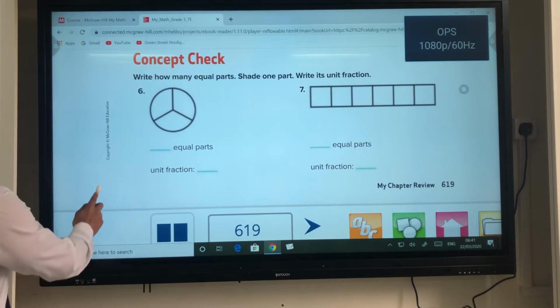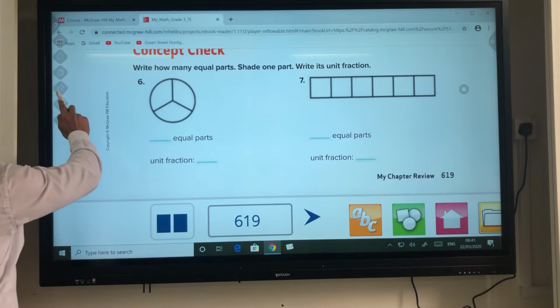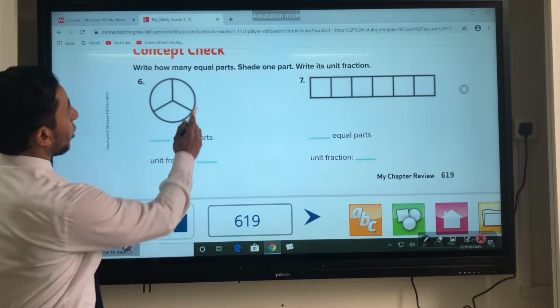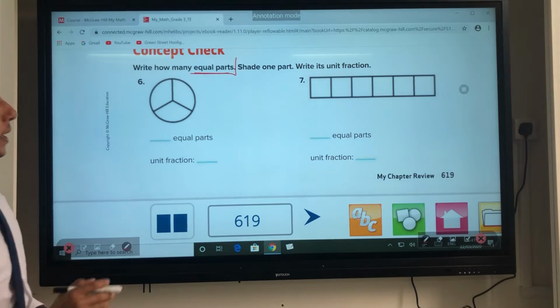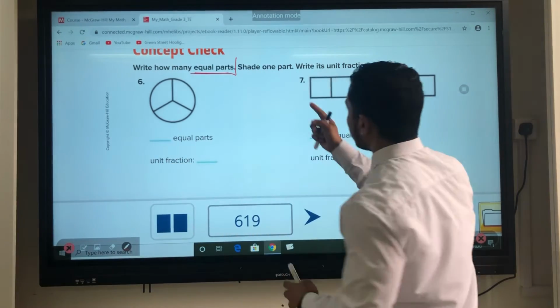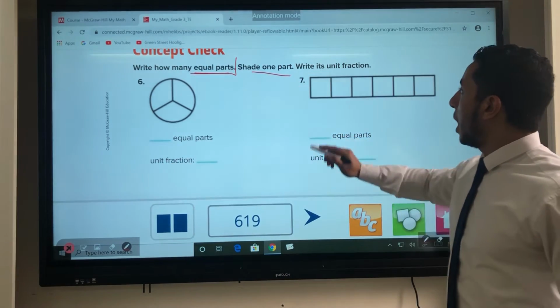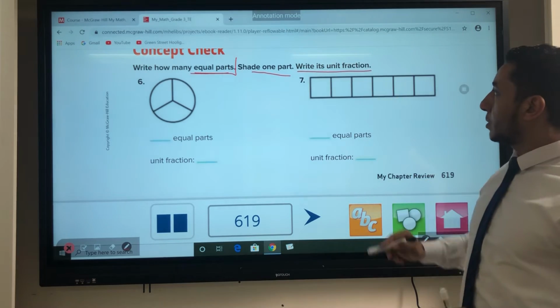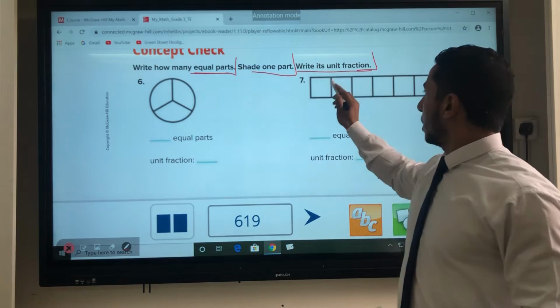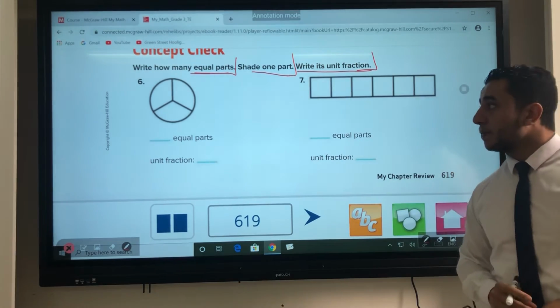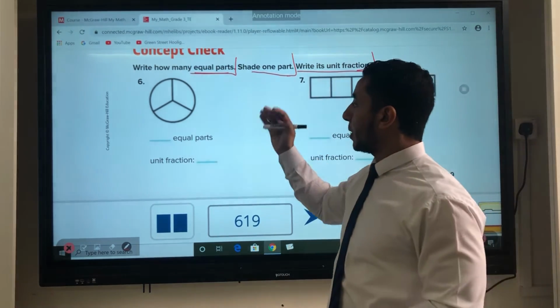Next question. Write how many equal parts, and this is the first part of the question. And the second part of the question, shade one part and write its unit fraction. So we have 3 parts of the question. First, write how many equal parts.